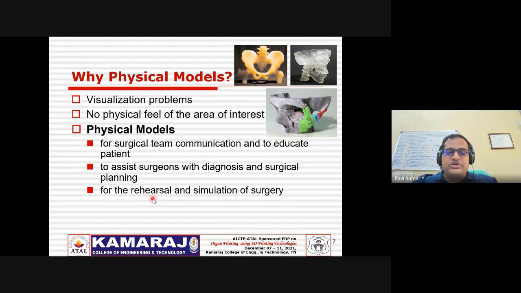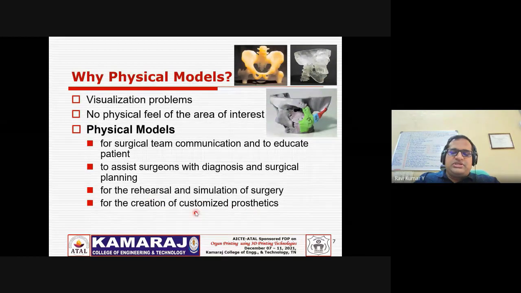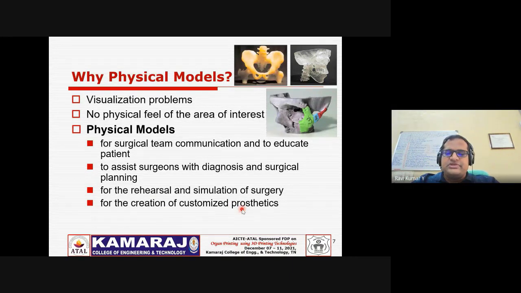And you are going to customize your implants or your prosthetics as per the patient requirement, so that they exactly fit the patient's need. Conventionally, they take standard sized implants and try to fit them. But here you don't have such a rude procedure; it is going to be an exact procedure, happening by making use of these models. And you can also create customized prosthetics, customized for the patient.